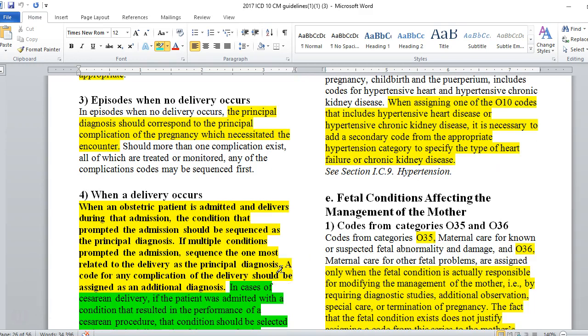Now, again, mom is going to go through a series of visits before she's even going to get to the hospital to have that baby. So, in episodes when no delivery occurs, the principal diagnosis should correspond to the principal complication of pregnancy which necessitated that encounter. Should more than one complication exist, all of which are treated or monitored, any of the complication codes may be sequenced first. So again, if mom is not delivering, what is the main reason that brought her there? So basically, why is mom there? Going back to the general question of diagnosis coding, why is the patient there?